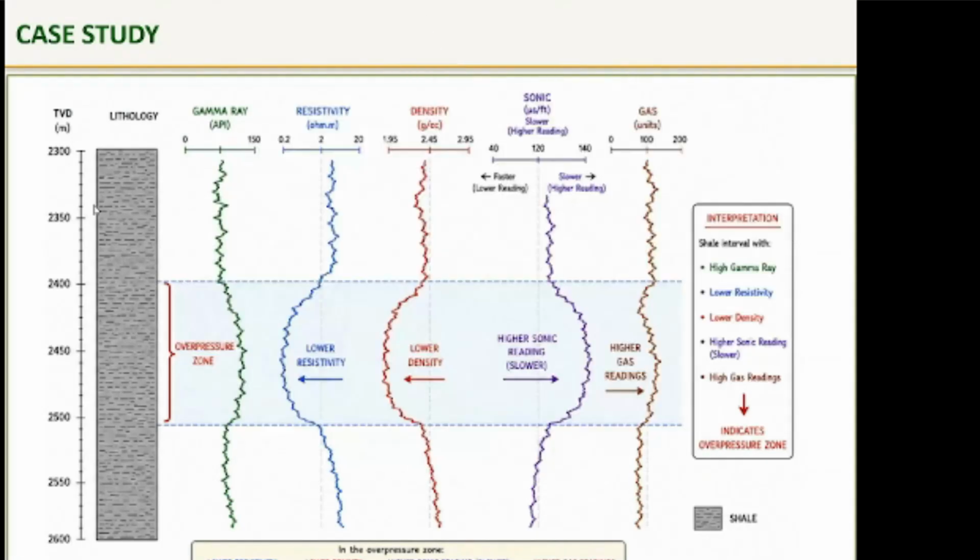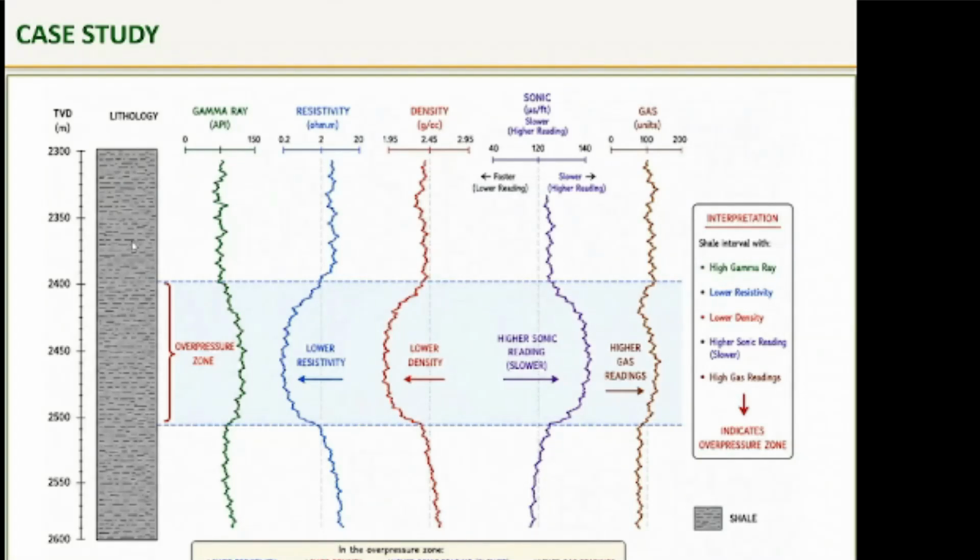2014 in the Gulf of Suez. As you can see here, we have drilled this section where you can find its lithology of shales, gamma ray high, but at certain points the gamma ray getting higher, while the resistivity curve getting lower here, density getting lower, and it showed slower sonic curve, while we have dealt with high gas reading.